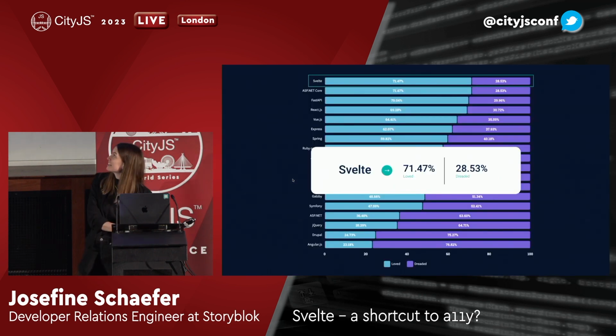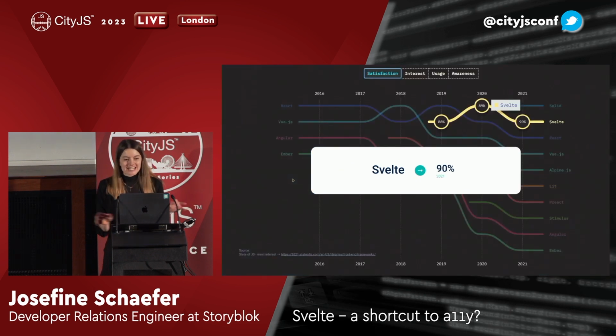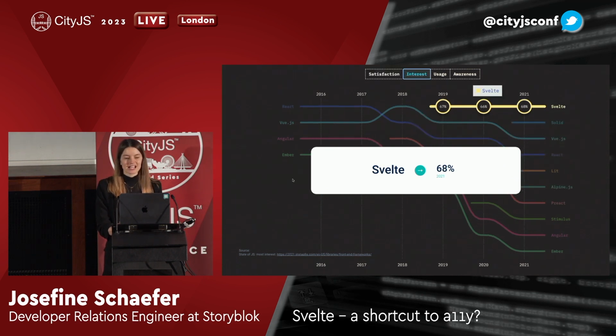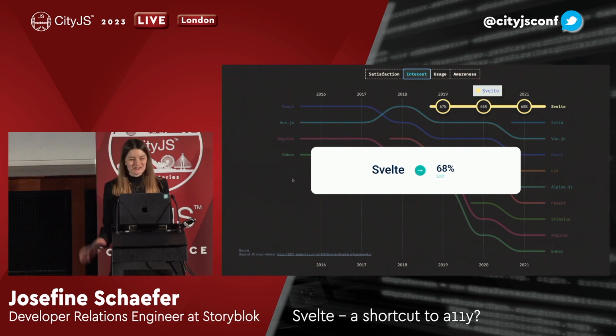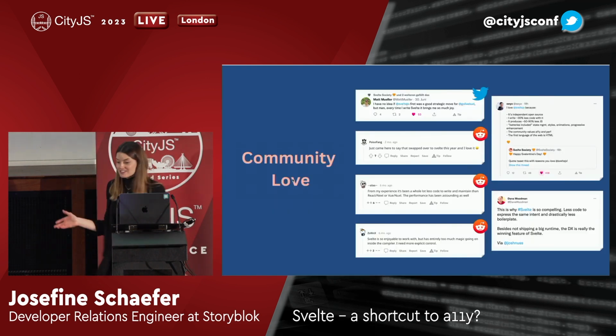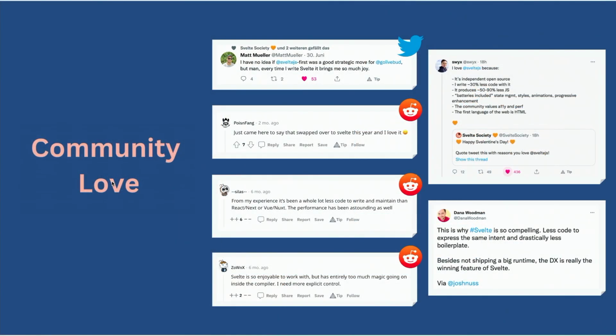I don't know if you've seen the Stack Overflow survey. This is 2021. I think it's the most loved framework. It's also second most popular in 2022. And then State of JS found it was what people were most interested in and most happy with. So it's generally very well received. The community also loves it, so you don't have to take my word for it. It's very, very popular, especially SvelteKit.